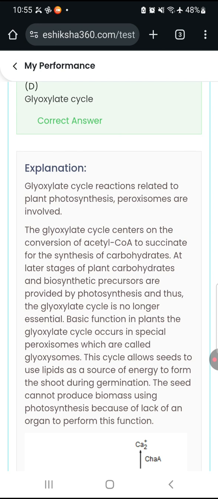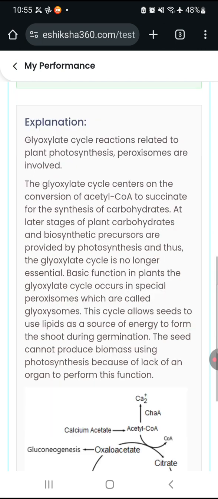This cycle allows the seed to use lipids as a source of energy to form the shoot during germination. The seed cannot produce biomass through photosynthesis because of the lack of an organ to perform this function.